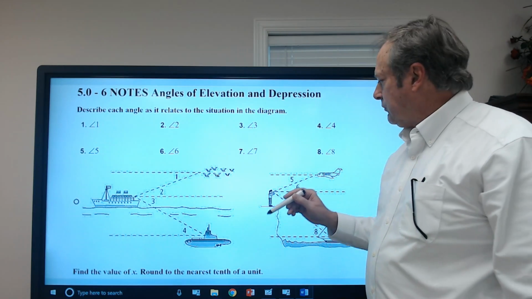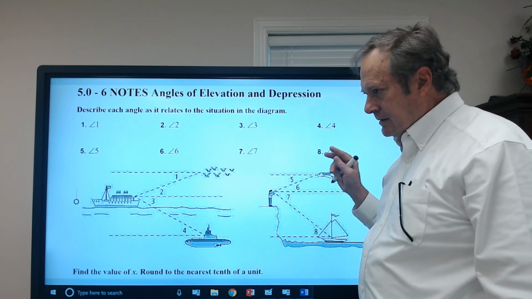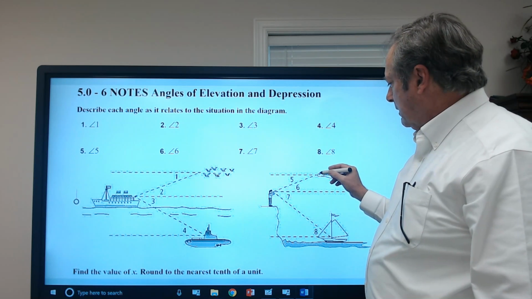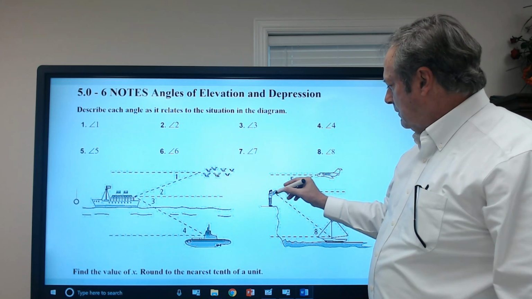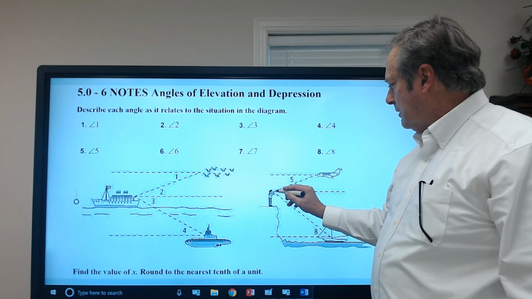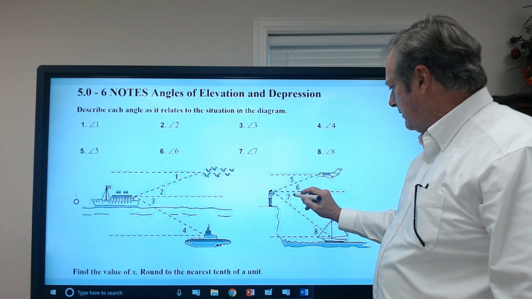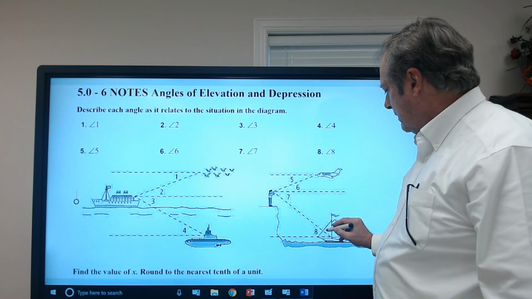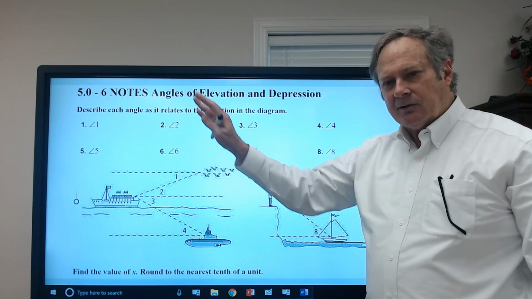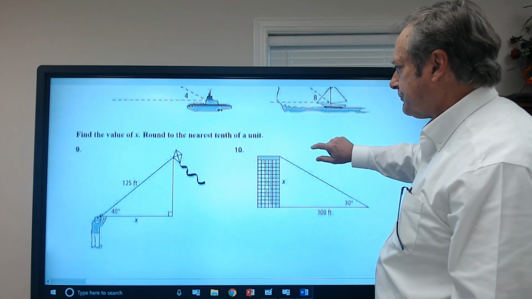Again, the trick is to always put yourself in the vertex of the angle and look out that way. So here you are in the airplane, you're looking out at this guy. So you're looking down, that's an angle of depression. If you're this guy looking up, that's elevation. If you're looking down, 7 is depression. And if you're in the boat and you're looking up at the sky, that's an angle of elevation. All right, that hopefully is pretty straightforward.